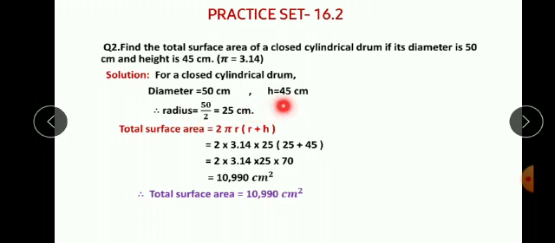Now we have radius also, we have height also. Now use the formula: total surface area is equal to 2 pi r into (r plus h). So 2 into 3.14 into 25, and in bracket 25 plus h, which is 45. Now 2 into 3.14 into 25 into (25 plus 45), that is 70. After the multiplication, what do we get? 10,990 centimeter square. This is the total surface area. It is equal to 10,990 centimeter square. Okay, now the second question is also over.